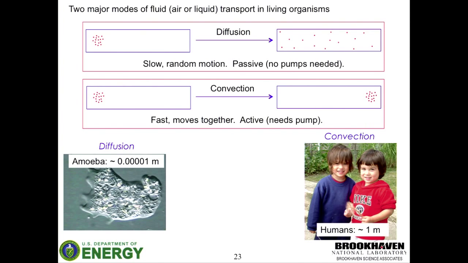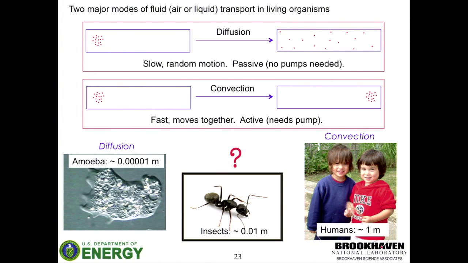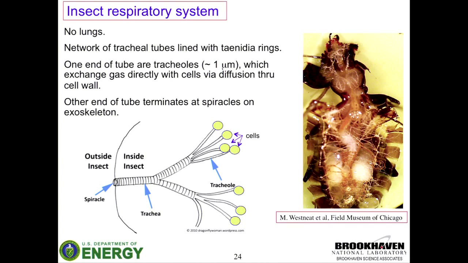If you're a human, like us, you're a meter or two, it's not sufficient. That's why you have the diaphragm that you have to breathe. Your lungs are a pump. Your heart is a pump, okay? So if you're big like us, you need convection. If you're very small, you don't. Well, the question is, if you're in between, do you need it? What happens? So before I explain anything, I need to say a little bit about the insect respiratory system.